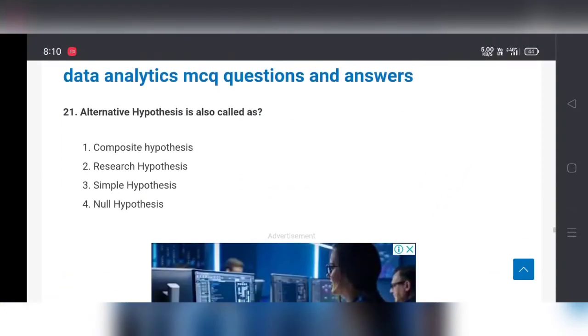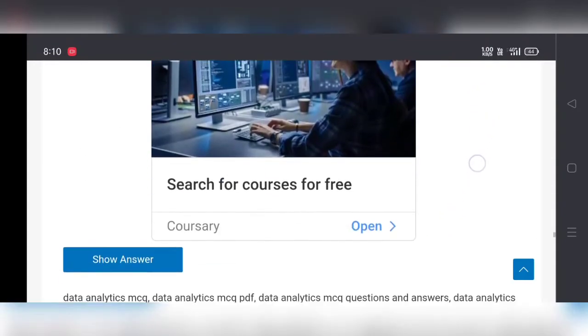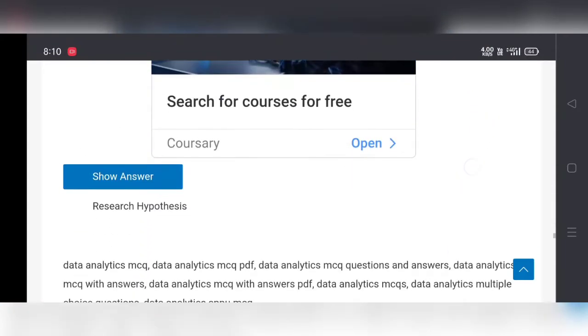ठीक है. क्वेश्चन नंबर 21, alternative hypothesis is also called? अल्टरनेटिव हाइपोथेसिस को हम क्या बोलते हैं? The answer is research hypothesis. ठीक है.